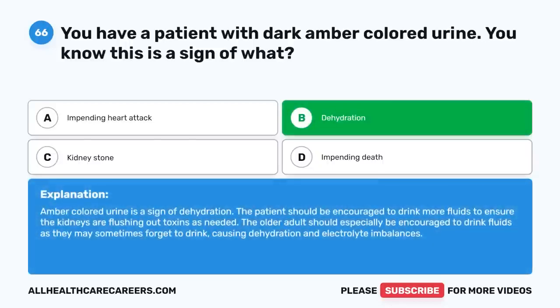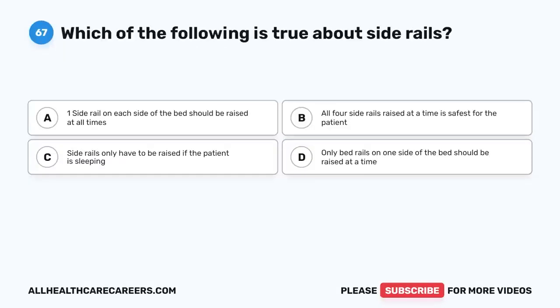Amber-colored urine is a sign of dehydration. The patient should be encouraged to drink more fluids to ensure the kidneys are flushing out toxins as needed. The older adult should especially be encouraged to drink fluids, as they may sometimes forget to drink, causing dehydration and electrolyte imbalances.